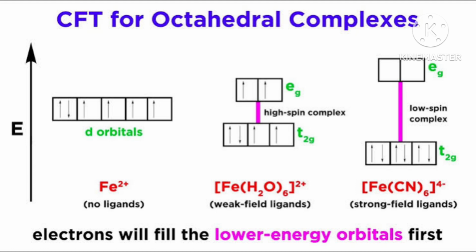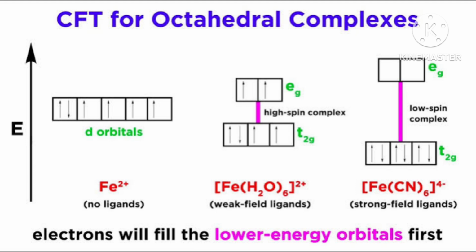OH ion can be said to be stronger than fluoride ion. And OH ion is less than oxalate ion, C2O4 2 minus, and this oxalate is less than water, H2O, and this H2O is less than NCS 1 minus, and this NCS is less than EDTA 4 minus.